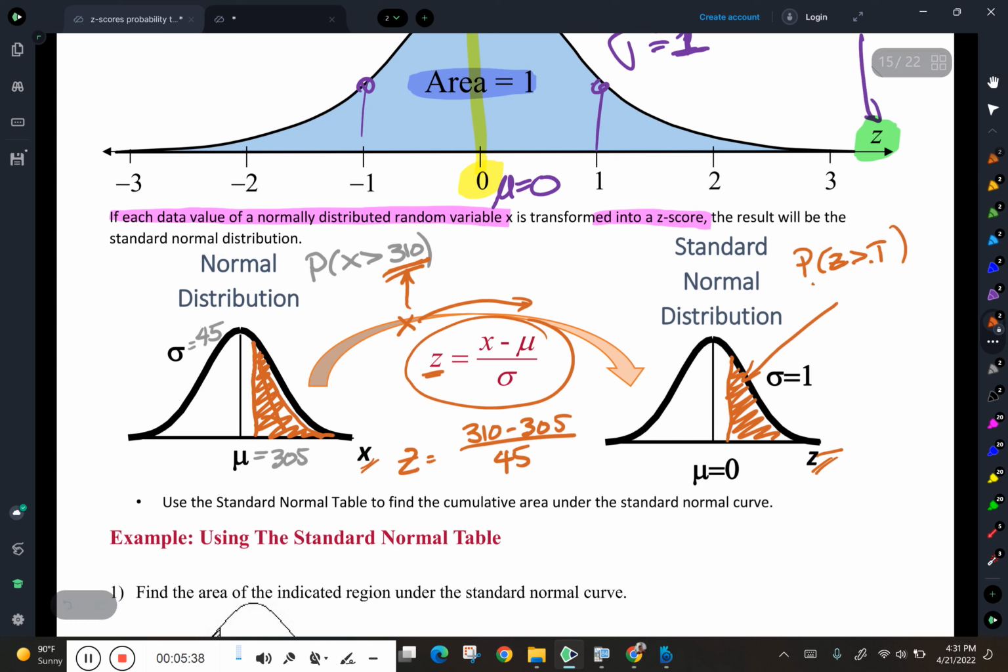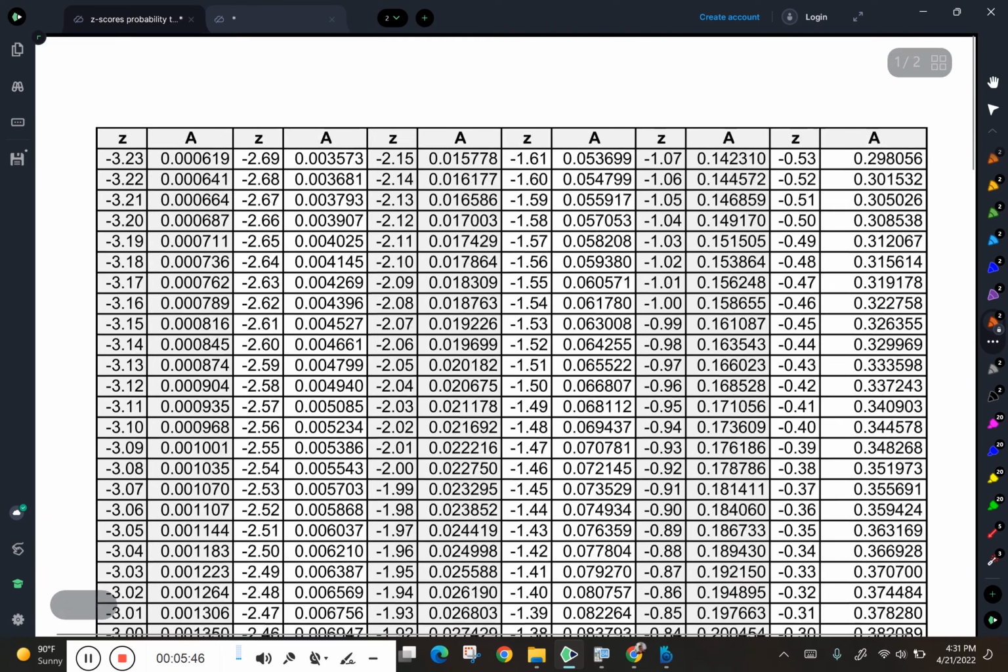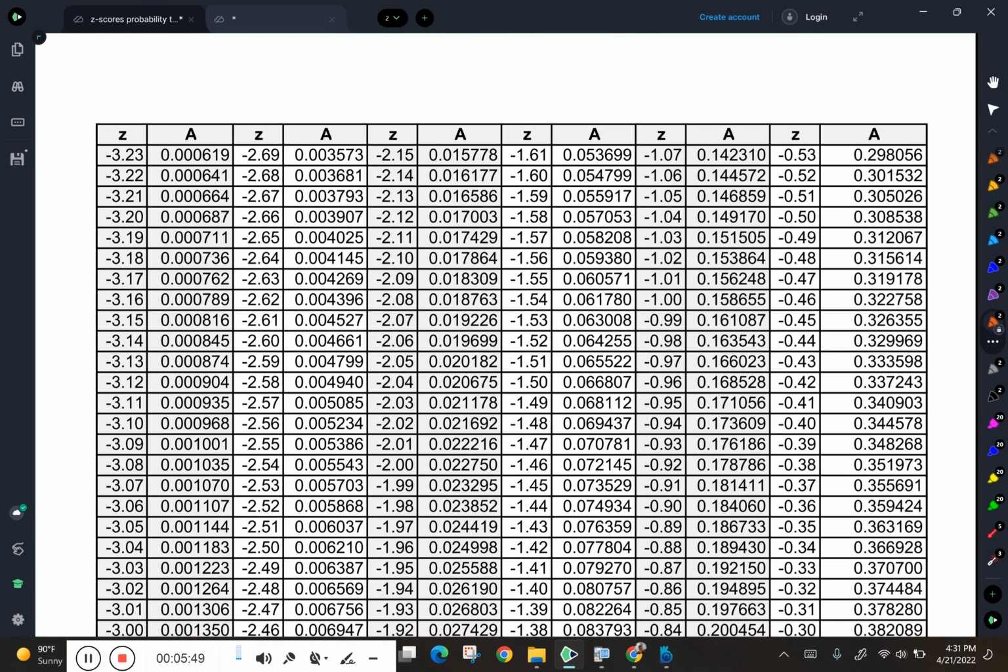And why do I use z's? The reason I use z's is I have a table of z's. And here is my table of z's. You'll see that I have all of these z's and I have associated a's. The z is the z-score. The a is the area. The only challenge I have, and unfortunately there's no way I can get around this, is my z-table is a left tail table. Meaning that what this thing does every single time is if you give it a z-score, it finds the left tail.